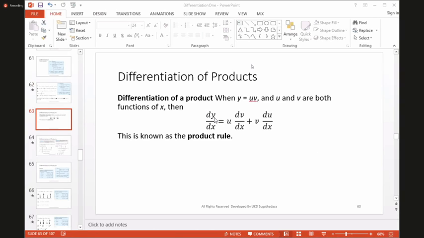Remember the product formula: when y is uv, both functions of x, like u can be x squared and v can be sin x, cos x, e to the x, whatever, then dy by dx equals u dv by dx plus v du by dx. You have to remember this, there is no other alternative. After that, some examples.